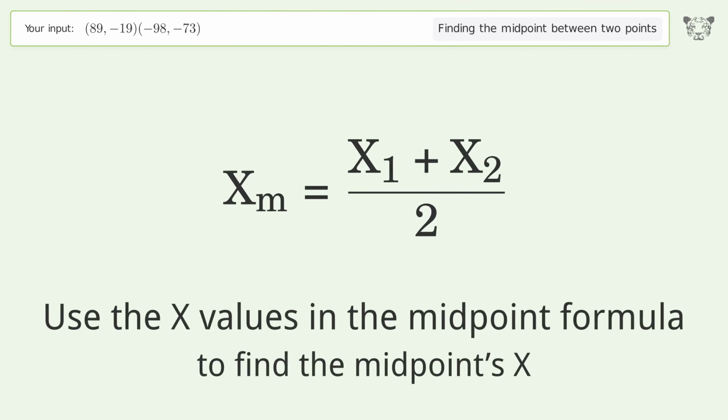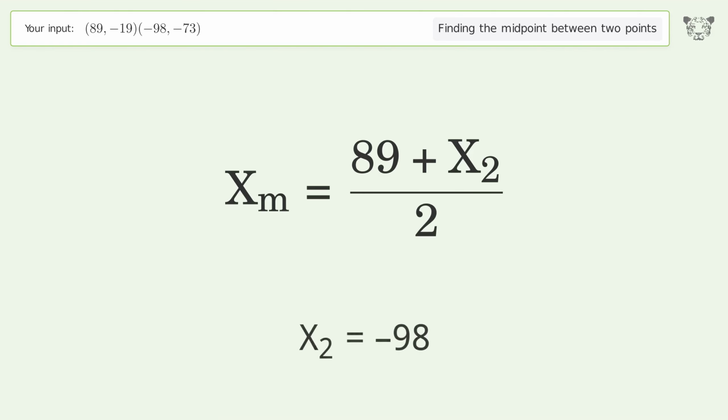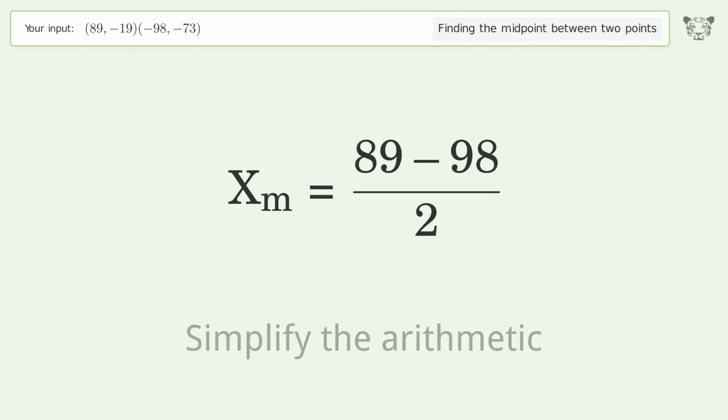Use the x values in the midpoint formula to find the midpoint's x. x1 equals 89. x2 equals -98. Simplify the arithmetic.